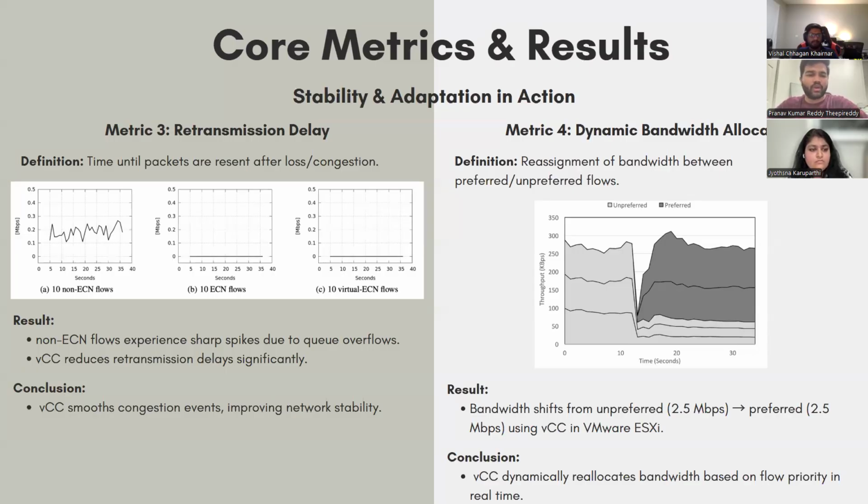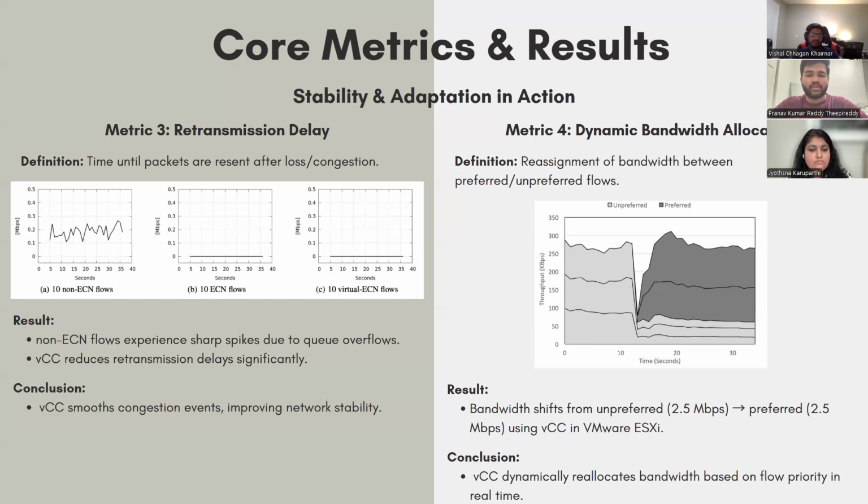Coming to the overall explanation of the retransmission delay. Coming to the graph, I would like to say that the legacy TCP flows suffered delay due to timeouts and congestion. VCC reduced those delays by reacting earlier, like ECN, improving network smoothness.